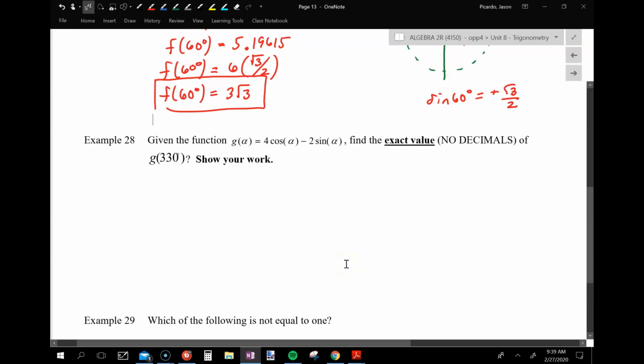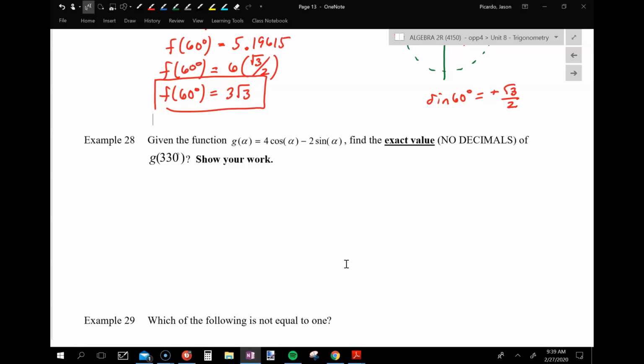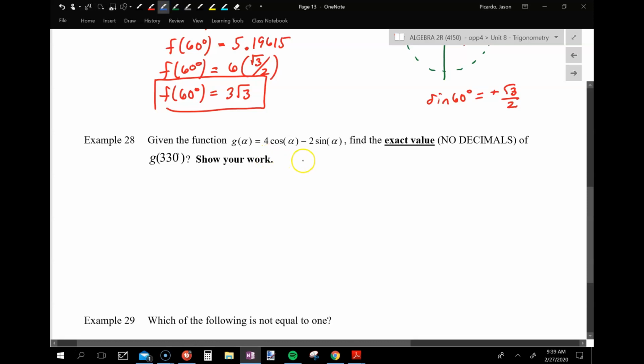G of little fish guy, that's another symbol. It's called the beta symbol. So what do I want to do? I want to know the value at 330. So I'm going to say, okay, well, G of 330 equals all of that, right?